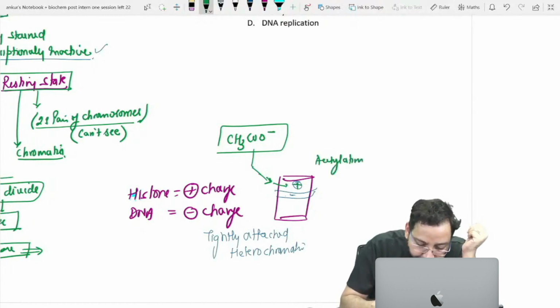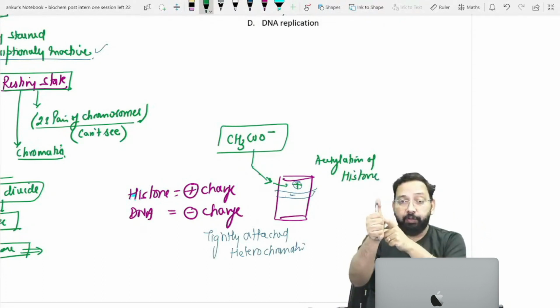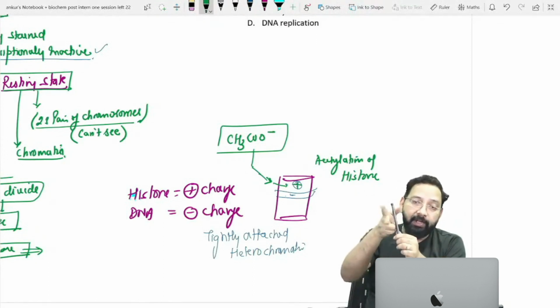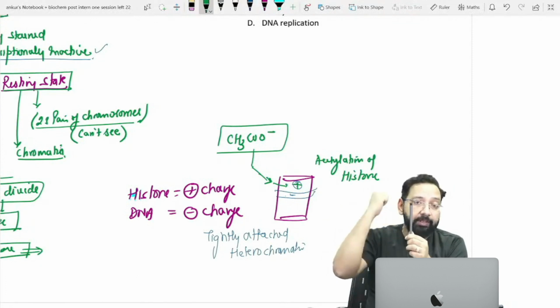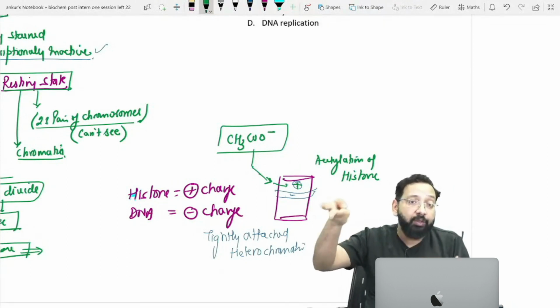Acetylation of histone. When we do acetylation of histone, the positive charge of histone will be lost and DNA will relax. Why is DNA attached to histone? Because histone has a positive charge and DNA has a negative charge. If you attach acetate to histone, the positive charge of histone will be lost, DNA will relax, and relaxed DNA is called euchromatin.